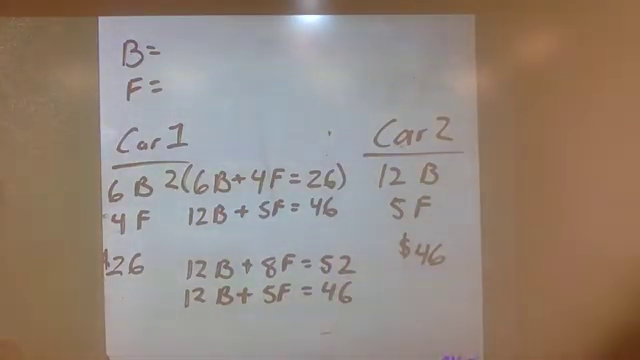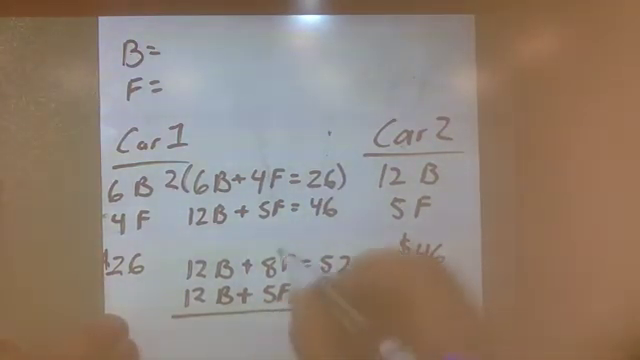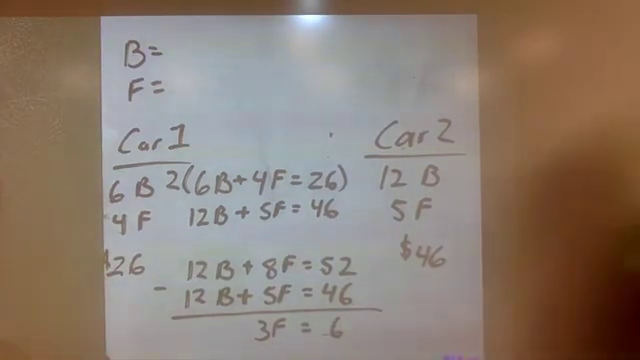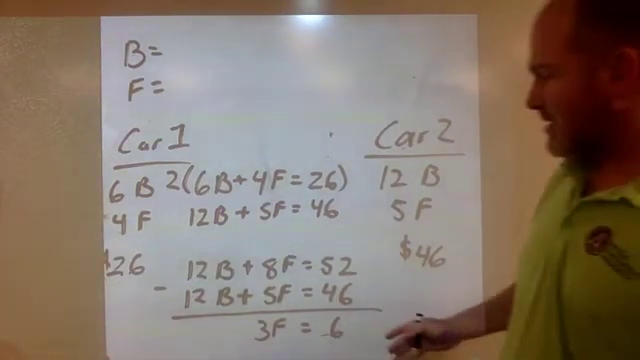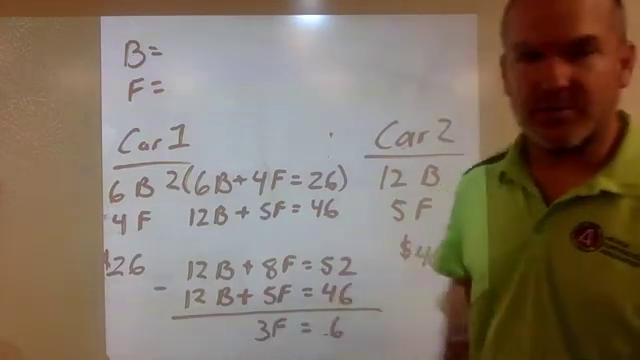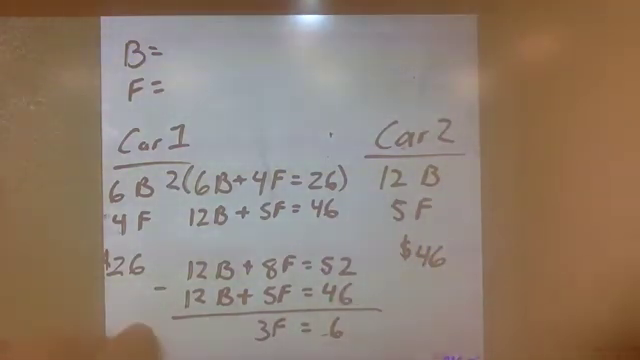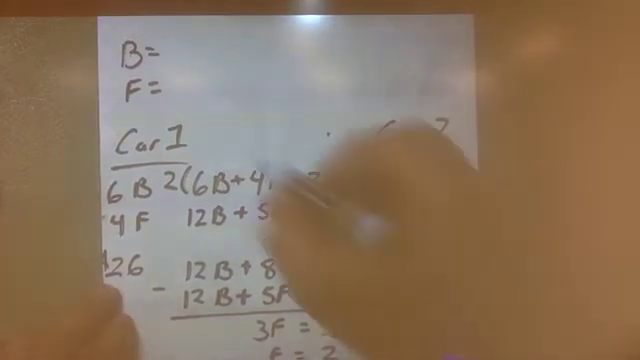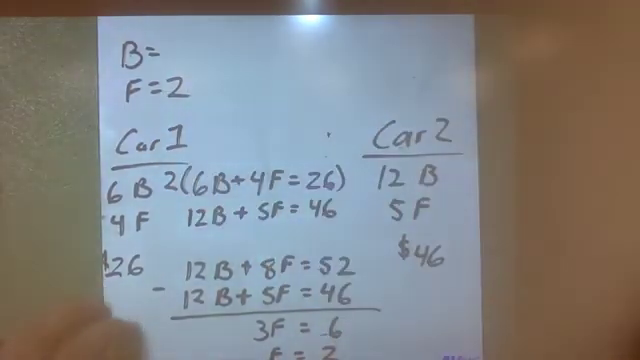So our burgers are going to be gone. 12 minus 12 is 0. We're going to be left with 3 orders of fries when we subtract our like terms. And we're going to be left with $6. 52 minus 46 is 6. So now we know that we spent $6 on 3 orders of fries. That means each order of fries was $2 each. 6 divided by 3 is 2. So we're halfway there. Our fries were $2.